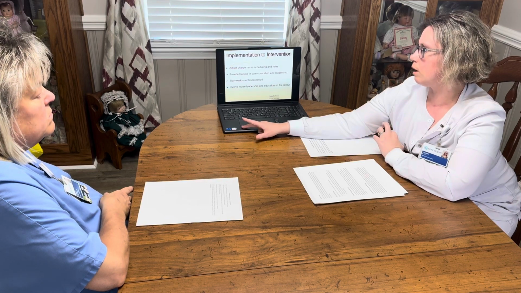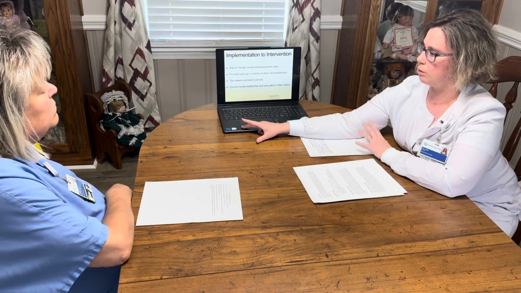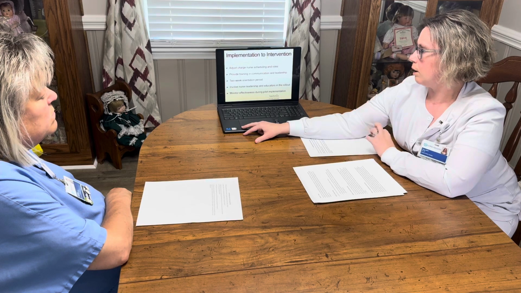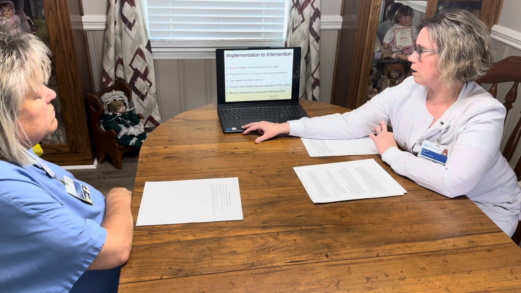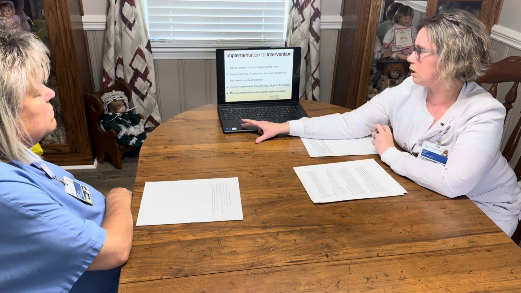You definitely want to involve nurse leadership and educators in the rollout plan to make sure that they're supportive and they're successful. Monitor effectiveness during the pilot implementation. So you just kind of want to make sure that it's working okay.